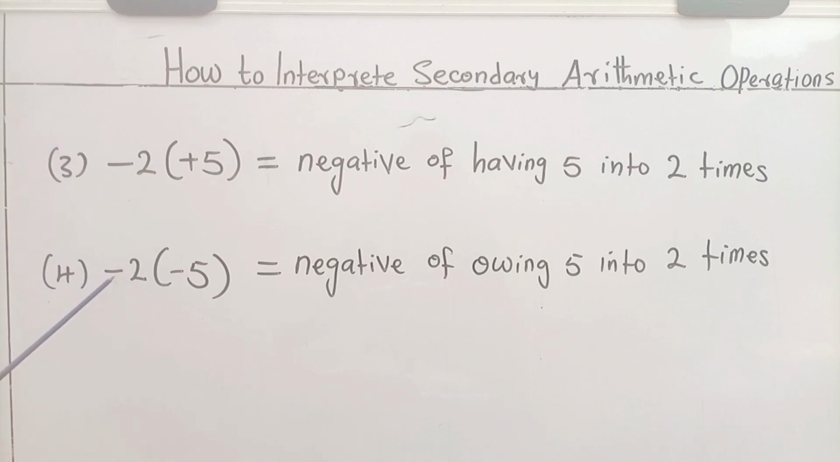Again, this is no longer positive. It is negative. It is still 2 times. But now, it has turned from having 5 to owing 5 again. Therefore, the words of interpretation for this expression are negative of owing 5 into 2 times. Now, it is time for us to offer answers to these interpreted number operations, because the essence of interpretation is evaluation. If you go on to evaluate without interpretation, you might get things wrong. But if you interpret before offering answers, you will see how successful you will be in the end. Again, let us try to offer answers to these interpreted number operations. Please watch out.